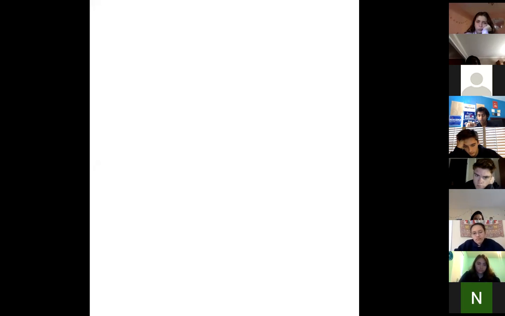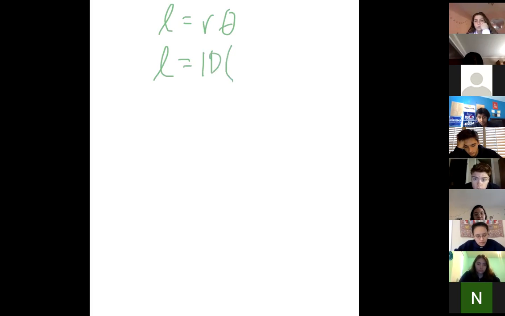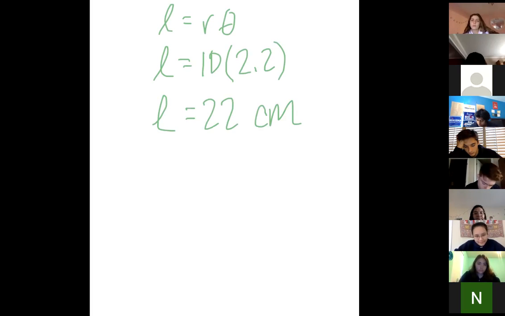All right, so the first one, page 1. The first question asks you to find the length of the minor arc. The minor arc is the smaller one, and that does correspond to the angle that is there. So I just use the length of an arc formula, which is r theta. Here my radius is 10 and my angle is 2.2. So the length that you should have gotten is 22 centimeters. Those are your units. You have to use your units.